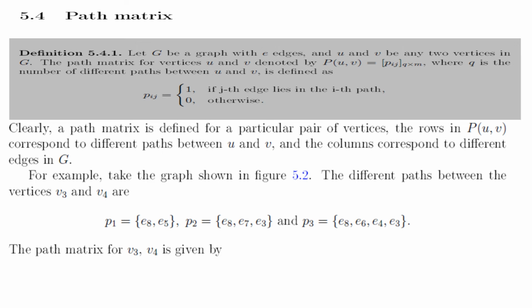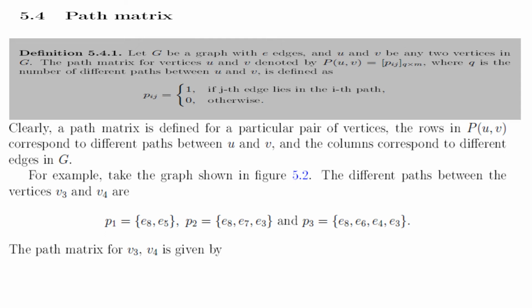The rows in P of UV correspond to different paths between U and V, and the columns correspond to different edges in G. For example, take the graph shown in figure 5.2. Different paths between the vertices V3 and V4 are P1 equal to the set of edges E8, E5; P2 equal to the set of edges E8, E7, E3; and P3 equal to the set of edges E8, E6, E4, E3.